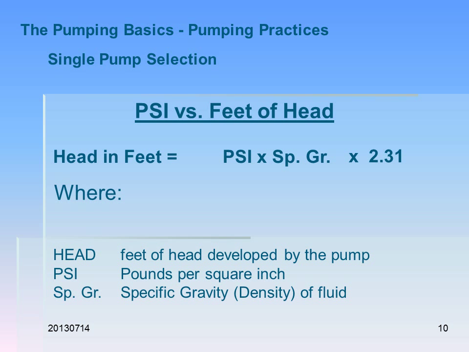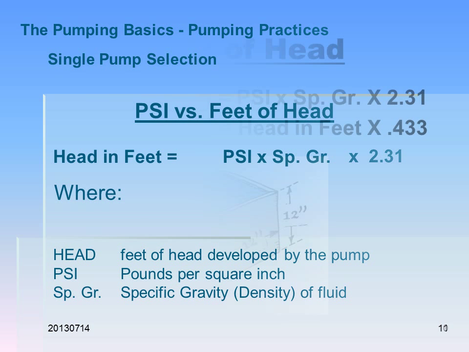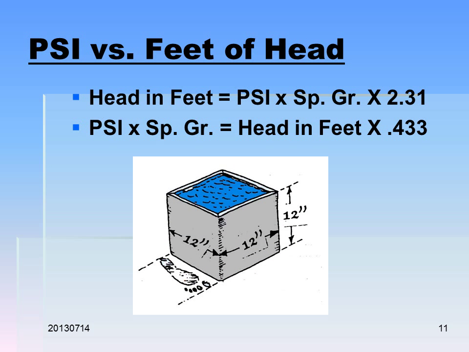So when we look at a single pump selection, and we're looking at PSI versus feet of head: head in feet equals PSI times the specific gravity of the fluid times 2.31, where head is the feet of head developed by the pump, PSI is pounds per square inch, and of course specific gravity is the density of the fluid. With water, our density is 1, so we don't really need the specific gravity, but we use this sometimes.